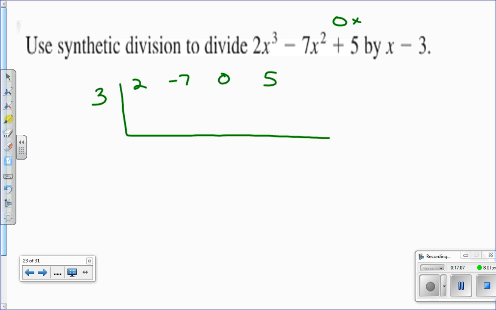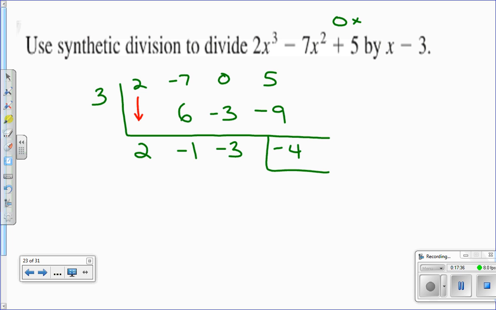We start this by bringing down the 2, and we're going to do a process of arithmetic. We multiply 3 times 2 to get 6, and add that column to get negative 1. And then we do the same process, lather, rinse, repeat. Multiply 3 times negative 1 to get negative 3, and then add that column to get negative 3. Multiply 3 times negative 3 is negative 9, and then add this to get negative 4.